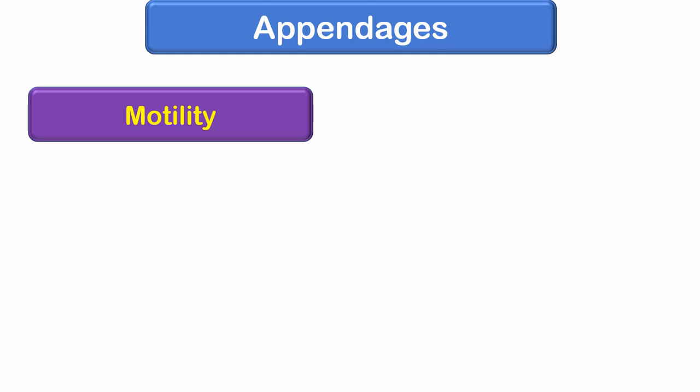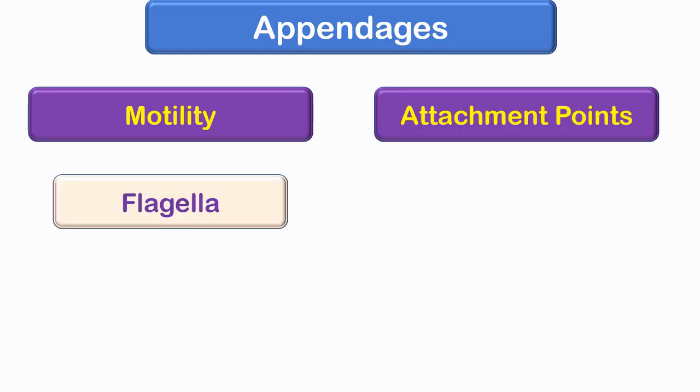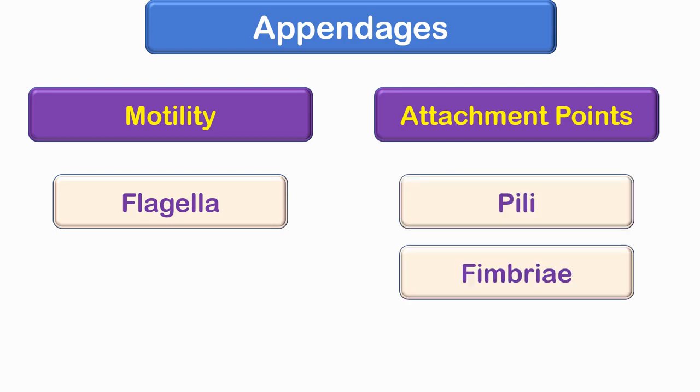Now let's cover the bacterial components in detail. First, beginning with the appendages. Appendages are divided into two main types: those that provide motility, that is flagella, and those that provide attachment points or channels for material transfer, for example, fimbriae and pili.